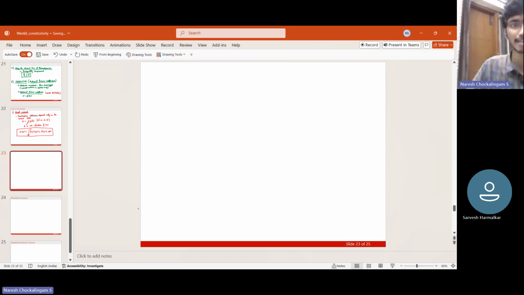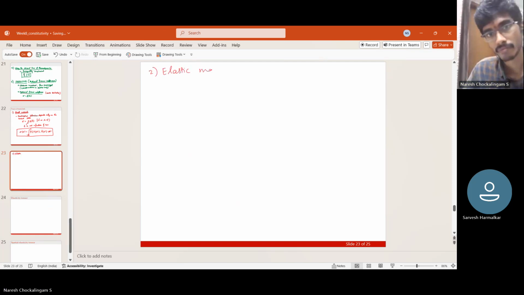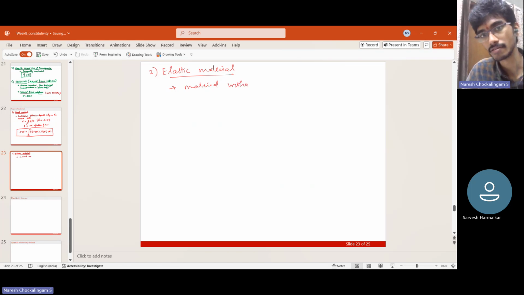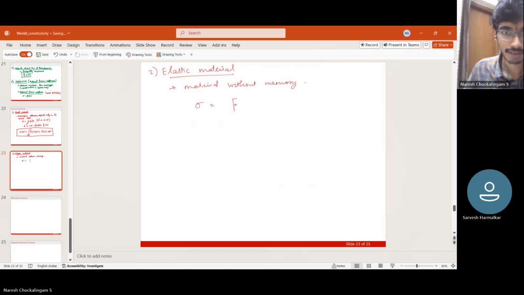We can further go ahead and define what is an elastic material. An elastic material is a material without memory. Essentially, the response is a function only of the deformation at the current instant and the time derivative of the deformation at the current instant. So it does not depend on the history of the deformation gradient.